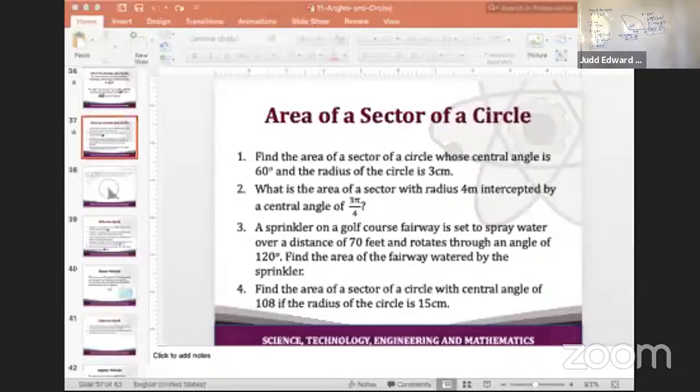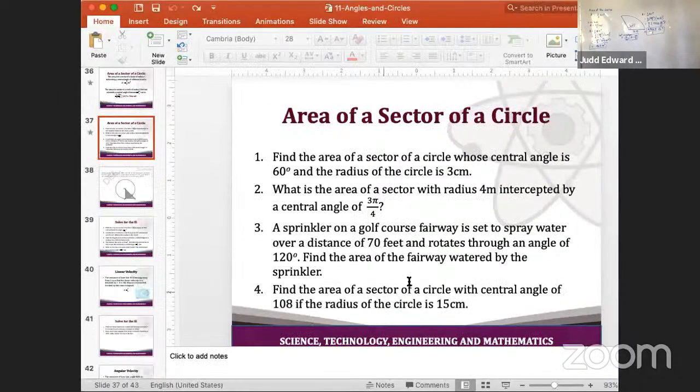135 pi over 2 centimeters squared. 525 pi over 4. Is that right? Sorry, isn't that it?